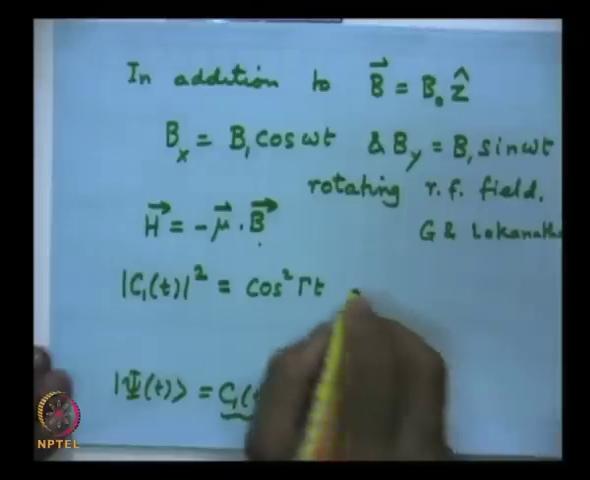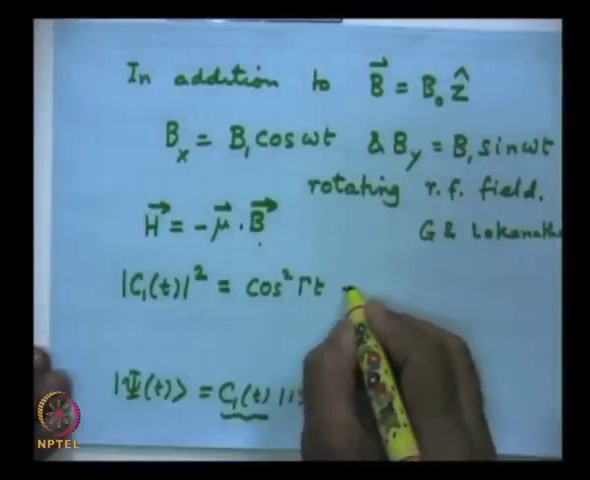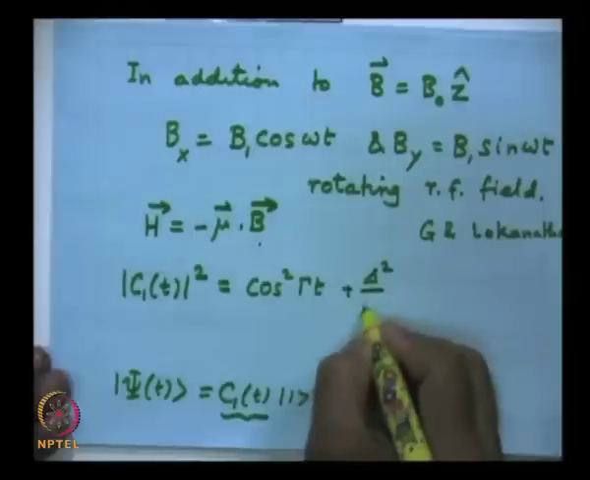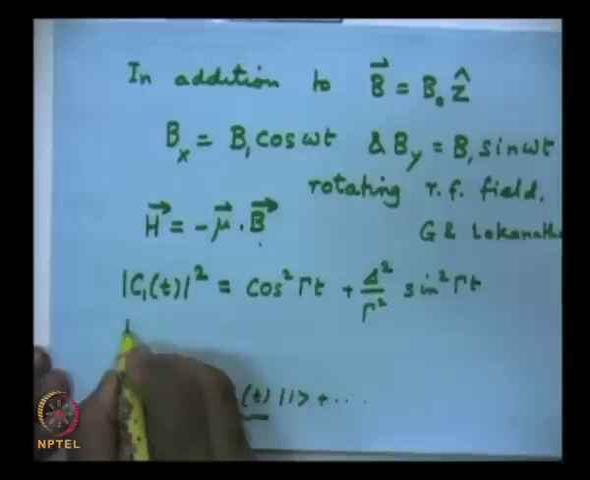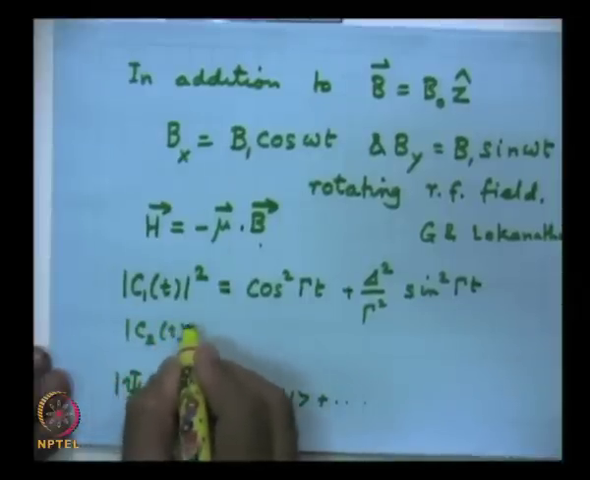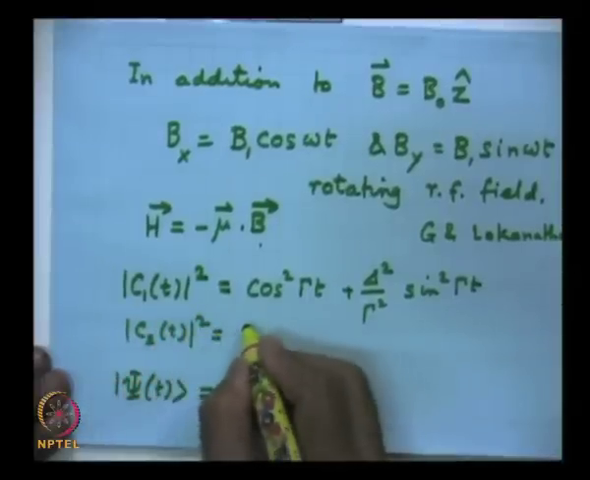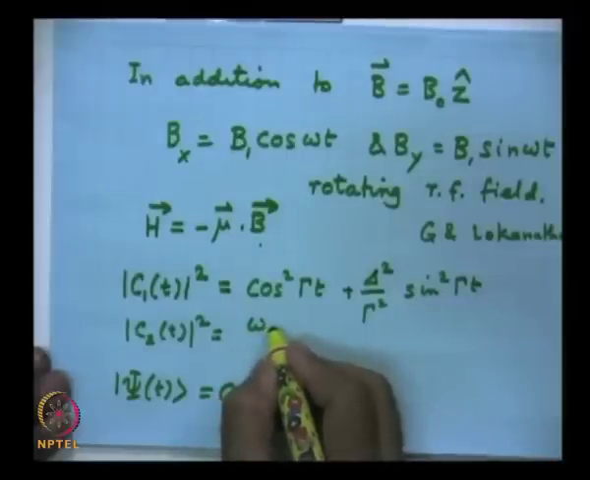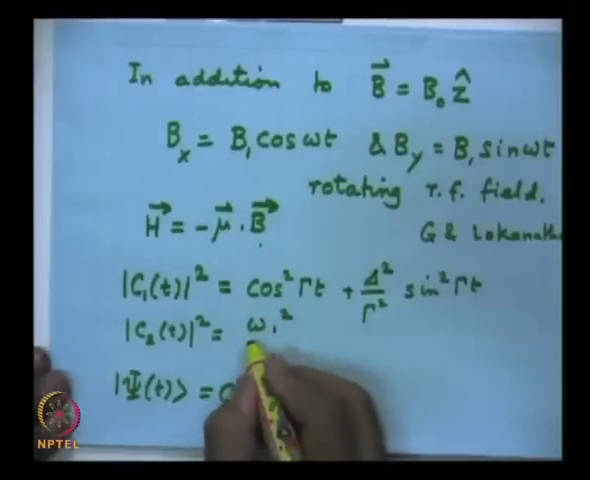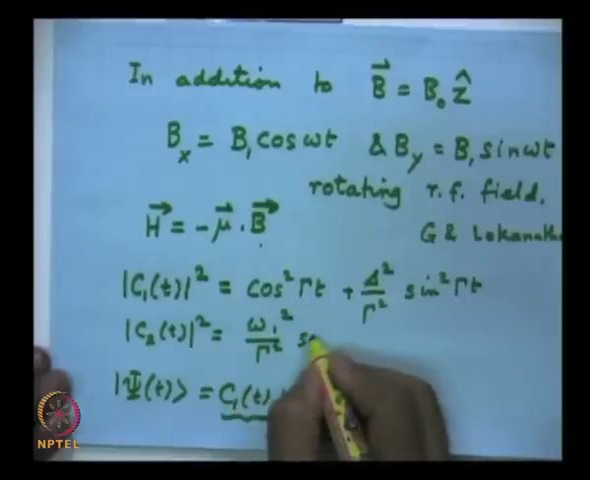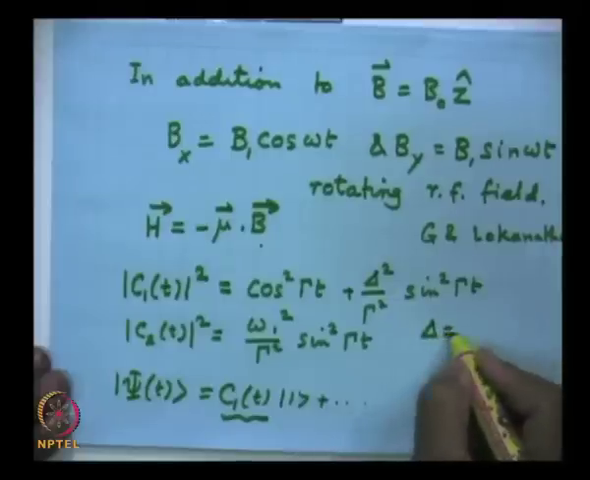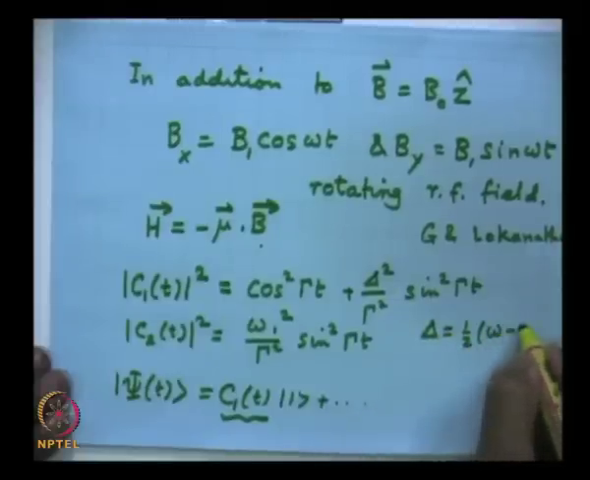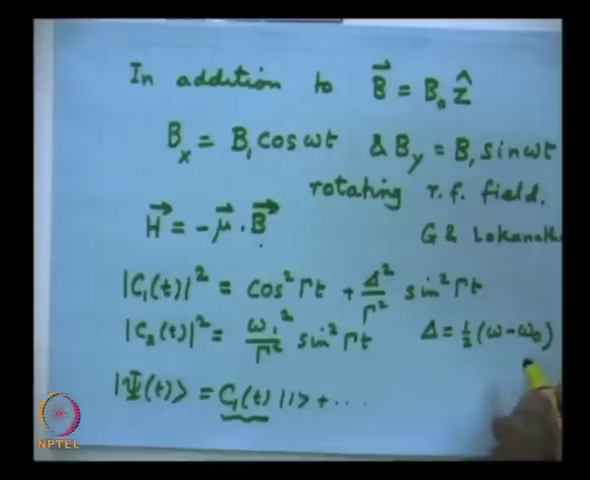So then you will find that |C1(t)|² = cos²γt + (Δ²/γ²) sin²γt, and the final result is |C2(t)|² = (ω1²/γ²) sin²γt, where Δ is equal to half of (ω − ω0). Just let me check this.